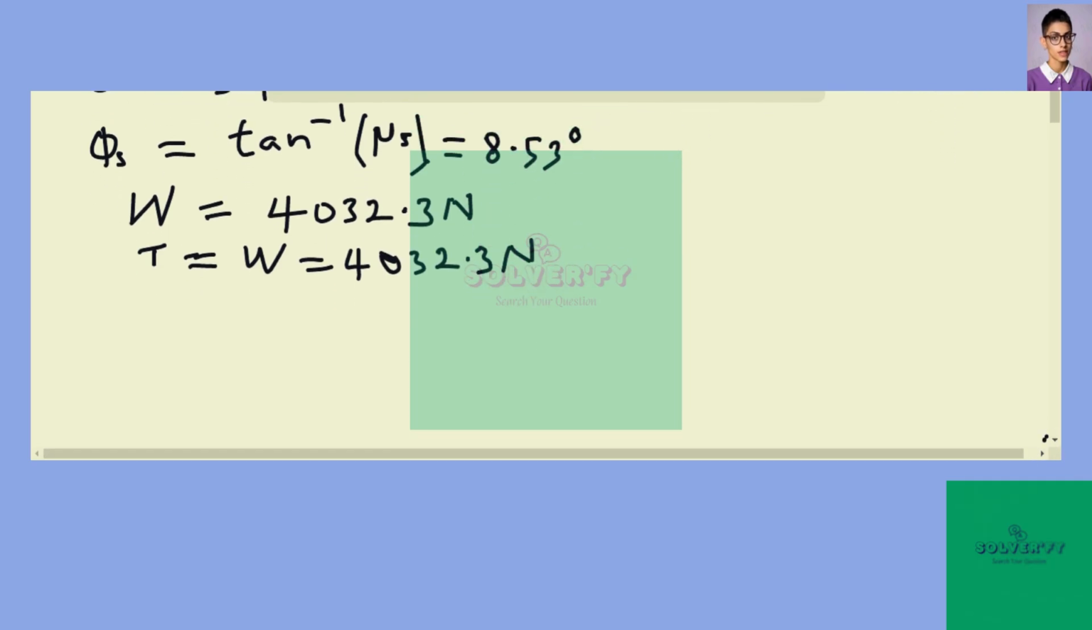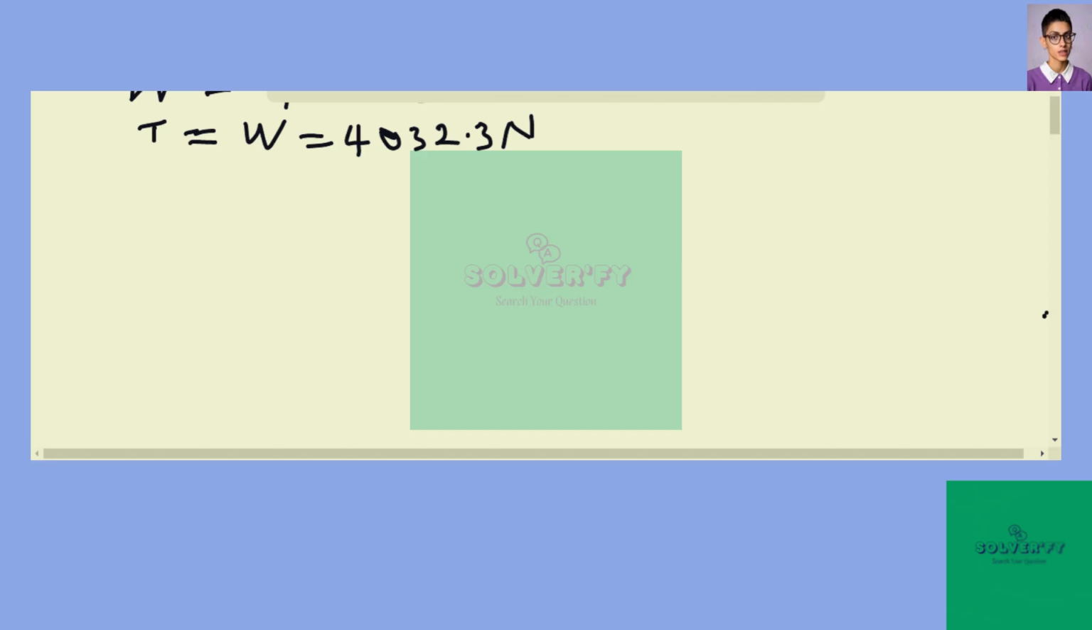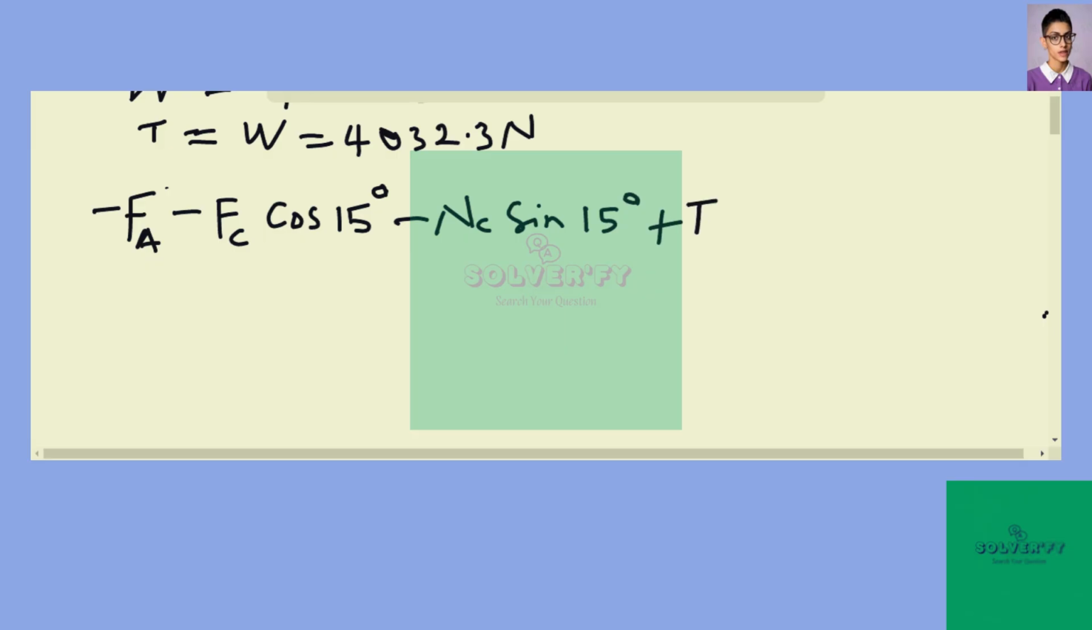Now we can consider equilibrium for wedge 1 there. If we look at equilibrium in the horizontal direction, we are going to have minus F, the frictional force at A as it has been labeled, or the frictional force at C based on the labeling, times cos 15 degrees, minus the normal reaction NC sine 15 degrees, plus T, equal to 0.